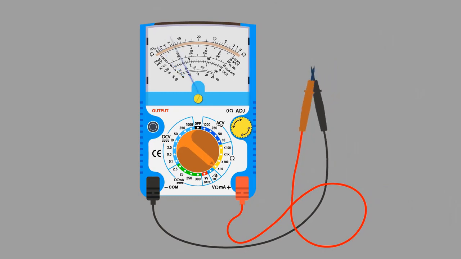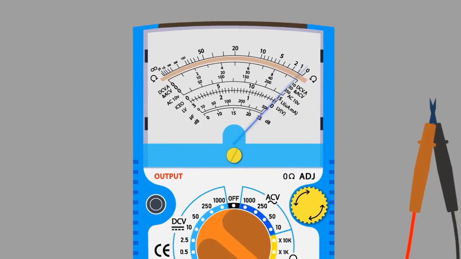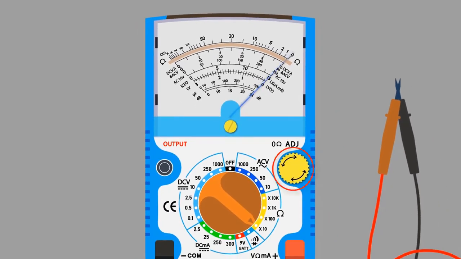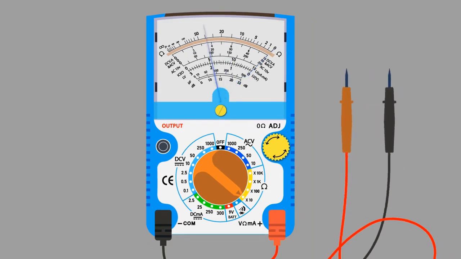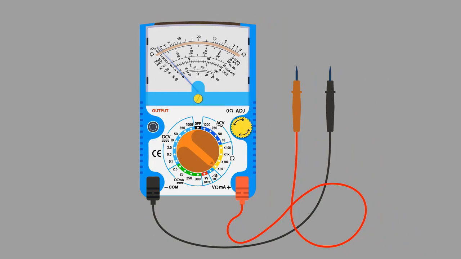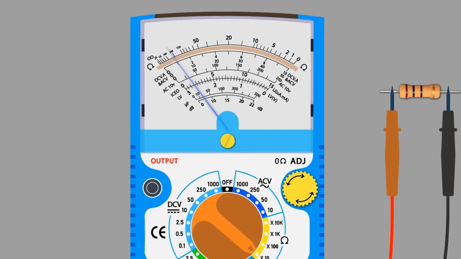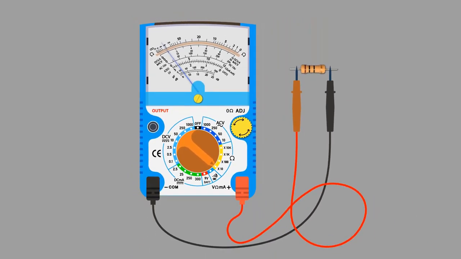Short both probes. If you notice the multimeter needle is not at 0 ohm, rotate the ohmic knob clockwise or anti-clockwise in order to adjust the needle at 0 scale. Disconnect the probes. Now our multimeter is calibrated and ready to take a reading. Take a resistor whose value we need to measure. Connect the probes to the resistor. If you find no movement or little deflection in the needle, it means our selected range is too low and the resistor has a greater value.